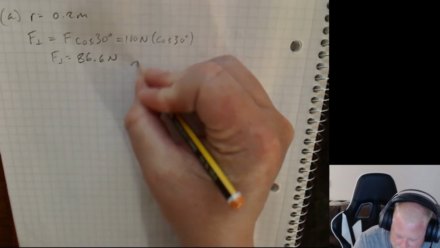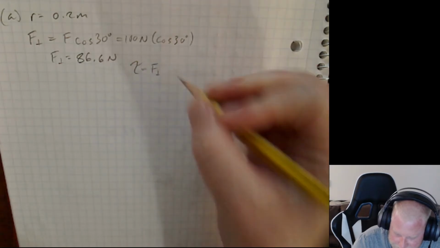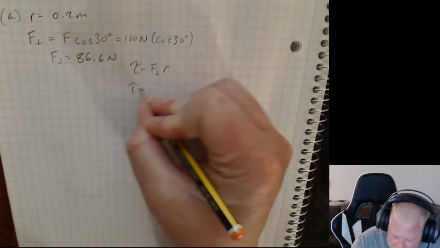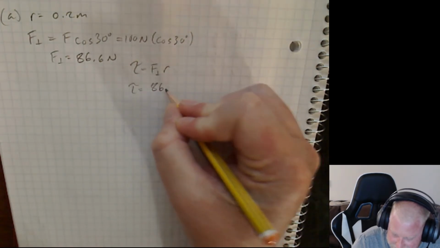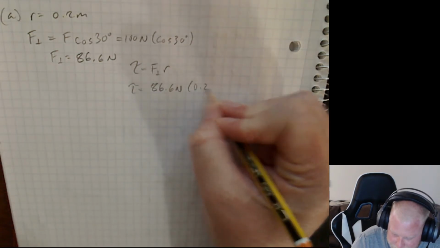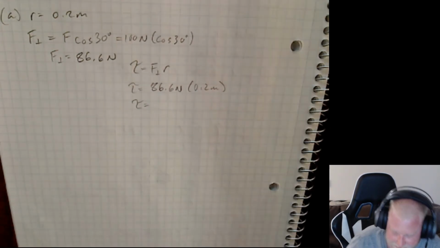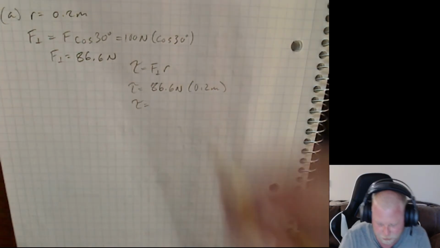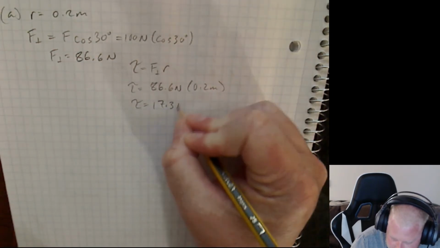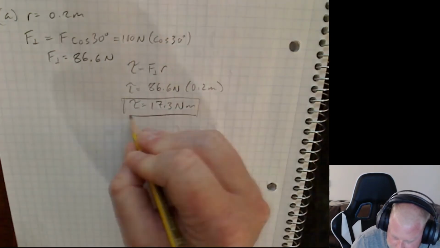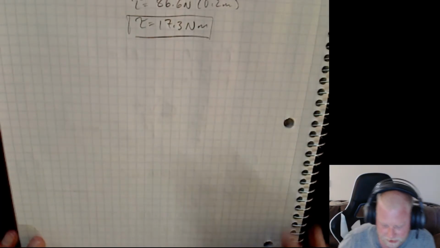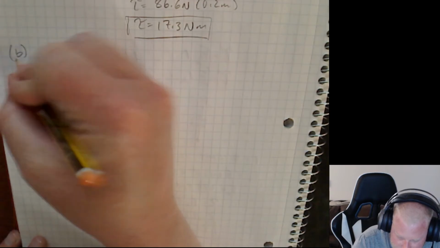So if we want to find the torque, it's your perpendicular component of the force times that radial line. So your torque is equal to 86.6 newtons times 0.2 meters, right, which gives us 17.3 newton meters. So now let's look at it from the other perspective.